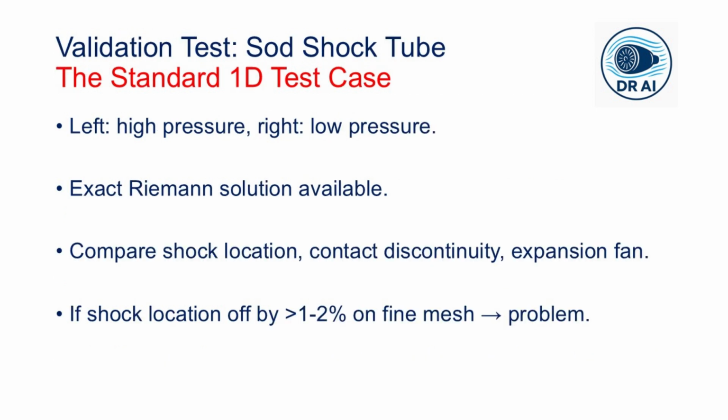Finally, a debugging tip is to run a simple 1D shock tube problem. The Sod shock tube is a standard one. Compare your density, velocity, and pressure profiles to the exact Riemann solution. So if your shock location is off by more than 1 to 2% on a fine mesh, something is wrong over here. This test should be a part of your code validation.